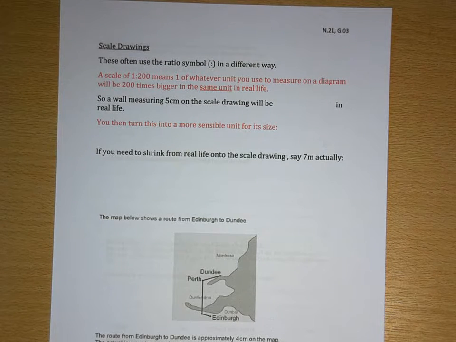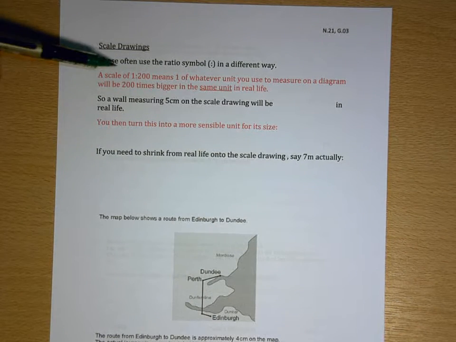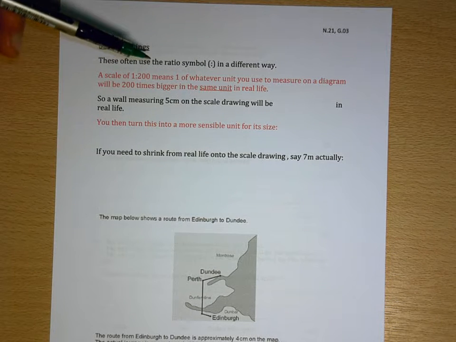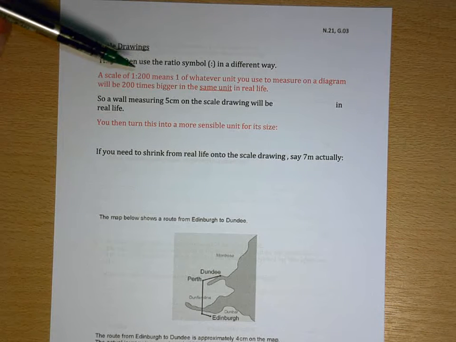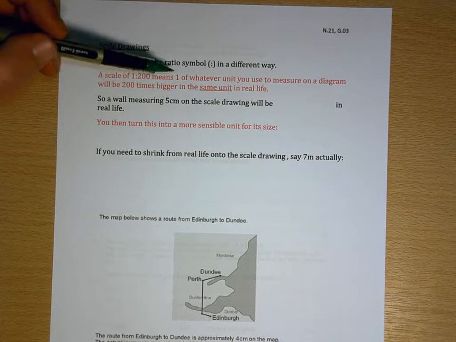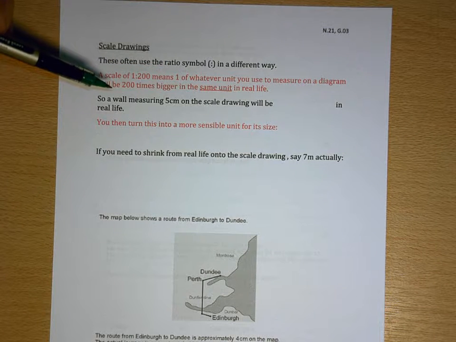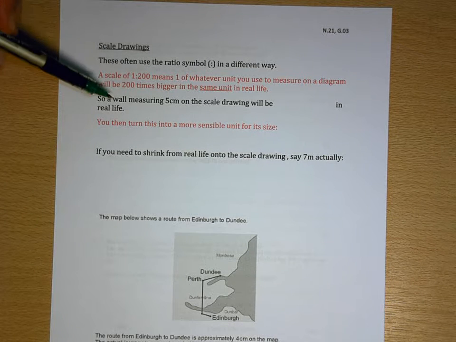In this clip we're going to look at using ratio in scale drawings or maps, and it's used in a slightly different way. If we've got a given scale of 1 to 200, what that means is you can use any measuring scale you wish. You can be working in inches or centimeters or millimeters, it doesn't matter, because one of whatever unit you're measuring on the map is 200 times bigger in the same unit in real life.